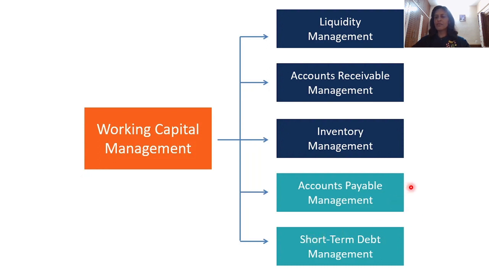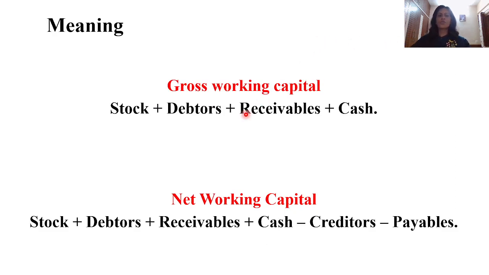So these light blue color items, these two are your current liability management, and these three, the first three, are your current assets management. So when current assets and current liabilities are managed, then we call it working capital management. So according to the rule, gross working capital means all your current assets, and net working capital means all your current assets minus your current liabilities. Means your creditors and payables. Payables are nothing but it may be bills payable, it may be any outstanding expenses.